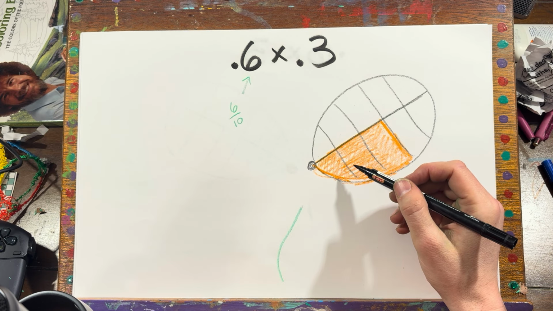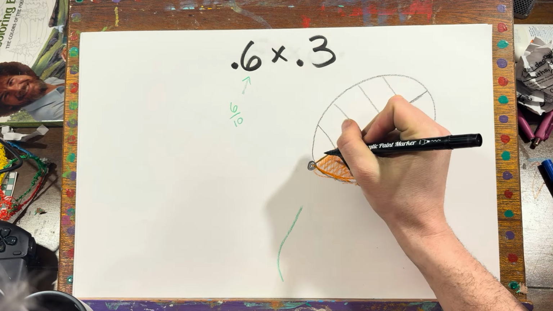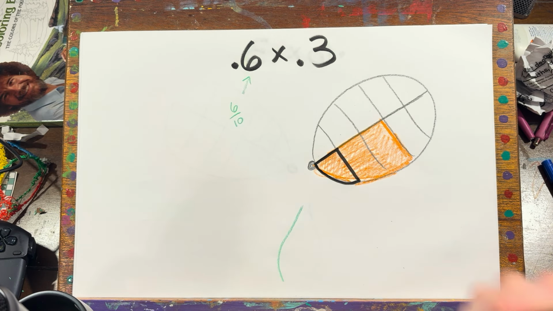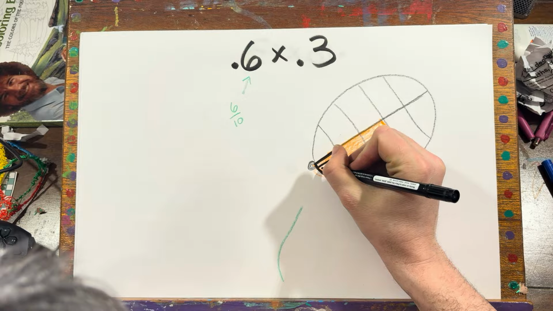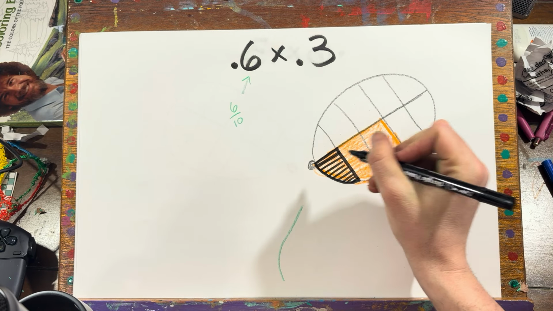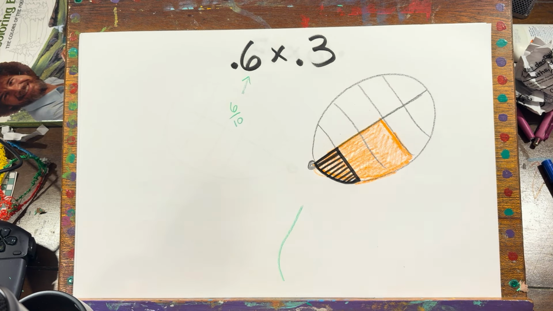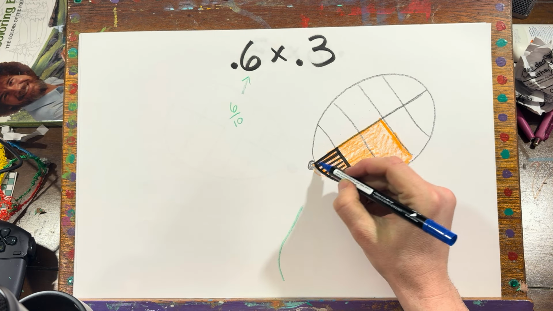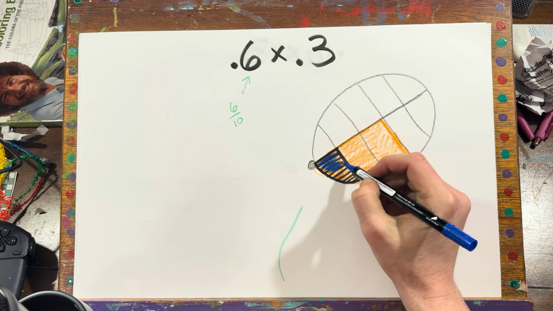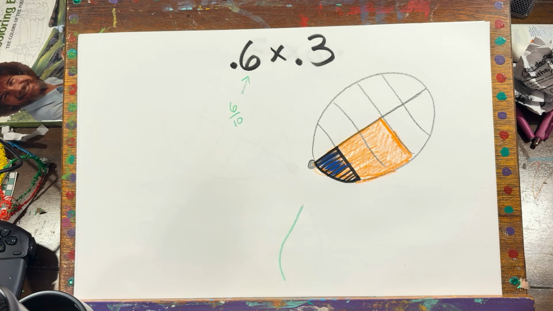Well, I could cut each piece into 10 pieces. So let's cut this piece into 10 pieces. 1, 2, 3, 4, 5, 6, 7, 8, 9, 10. That's 10 pieces. Let's cut this piece now, and we'll shade in 6 of them. 1, 2, 3, 4, 5, 6. Okay, so that is 6/10 of 1/10.